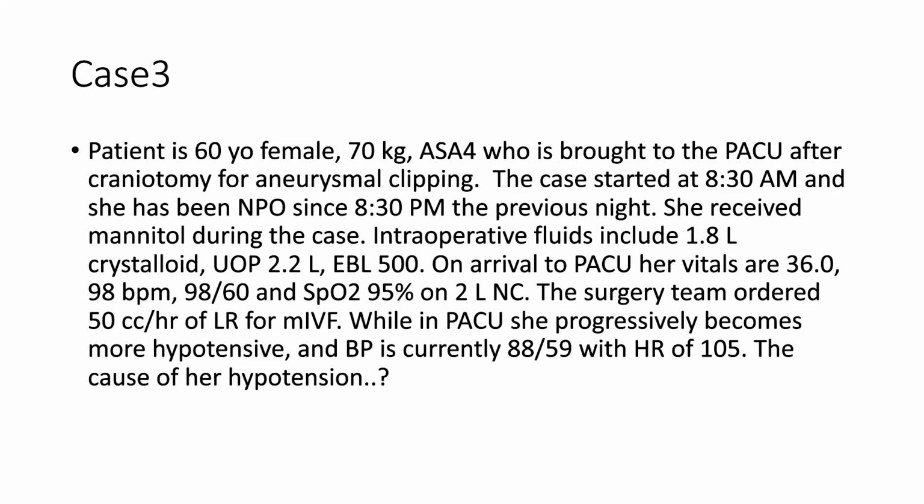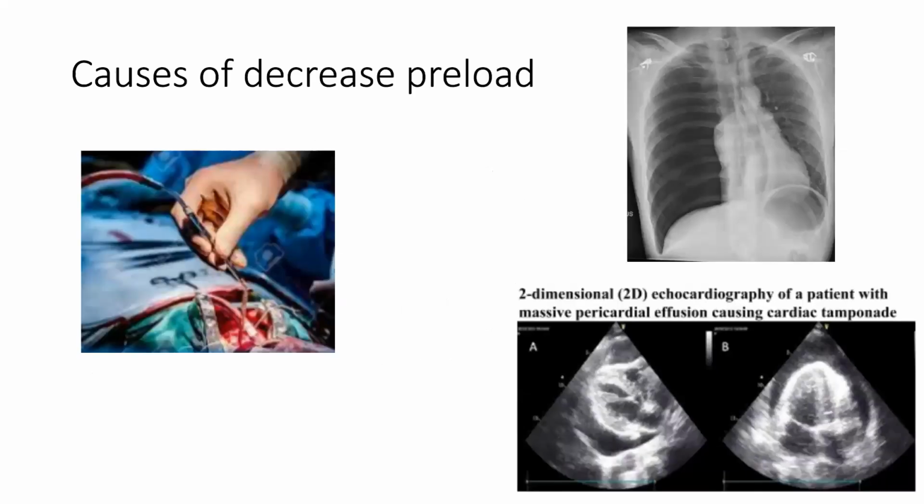Yeah, super dry. So she's been NPO for a very long time. She receives an osmotic diuretic in the OR. So her urine output was 2.2 liters, and she was inadequately resuscitated. So really, she's probably down like 3 liters, and that's the cause of her hypotension, which would be a decrease in preload.